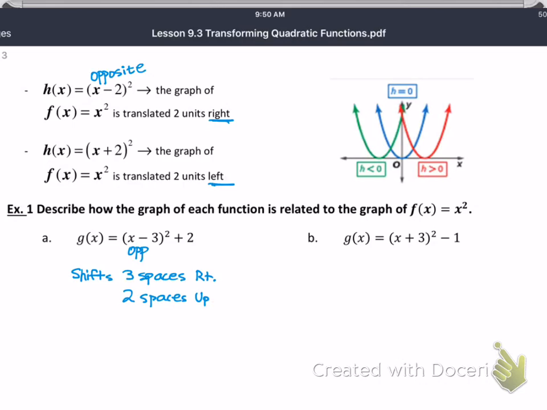And so that's it. So any kind of way that you can describe how it's moving. Letter B, I'm going to assign for homework. Go ahead and do that, and then I'll check that when you guys come back to class.